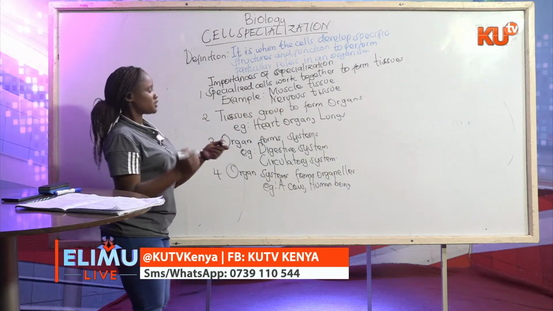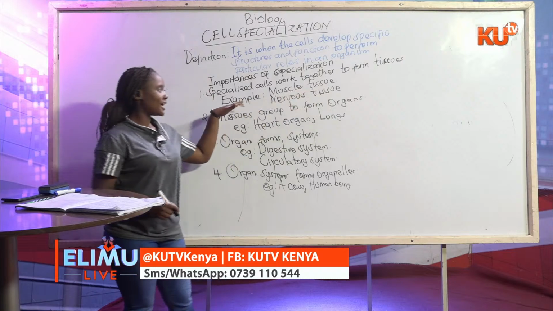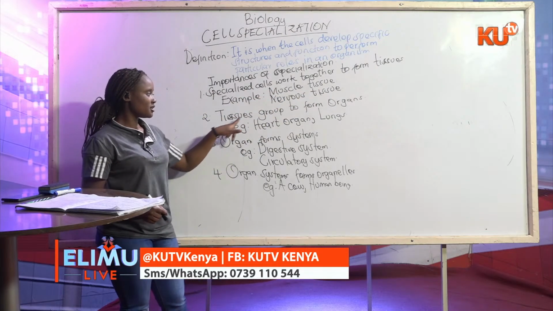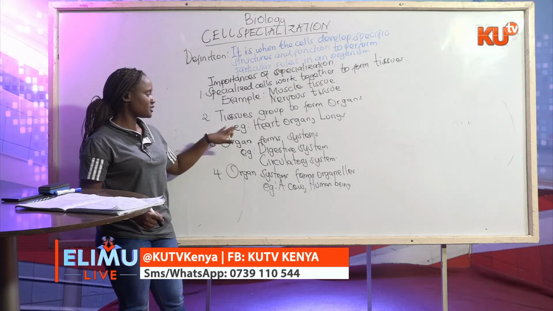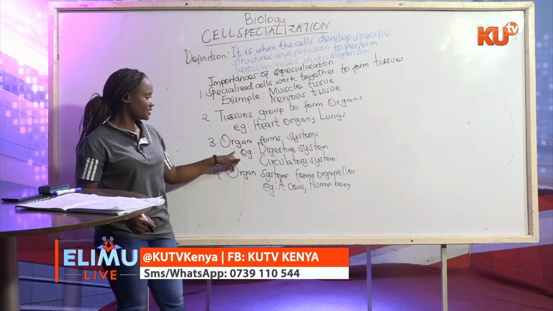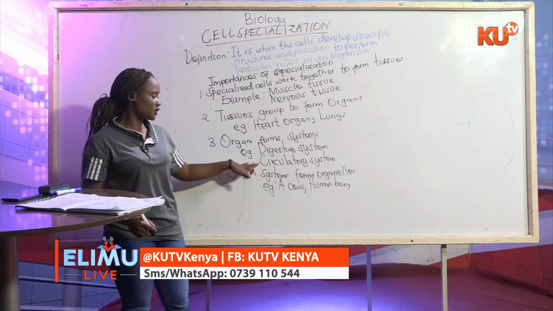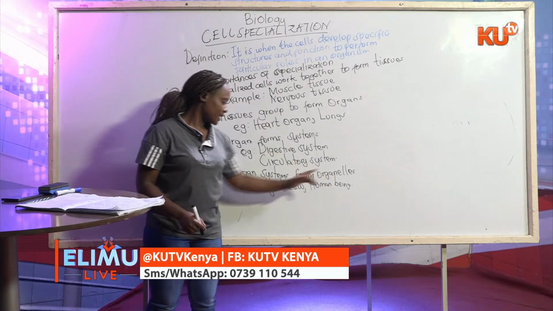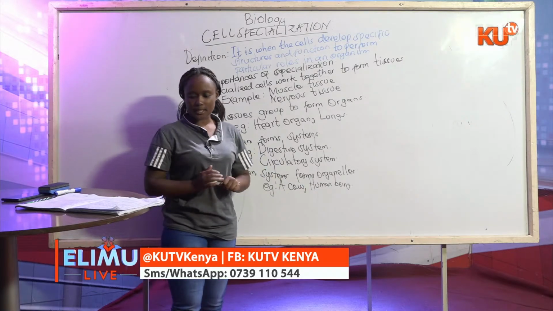So the importance of specialization. Cells work together to form tissues. Example, we have the muscle tissue and nervous tissue, and then the tissues group to form organs. We have the heart organ and the lungs organ, and then organs form systems. Example, the digestive system, circulatory system. The organ systems form the organism. There is a cow and a human being.